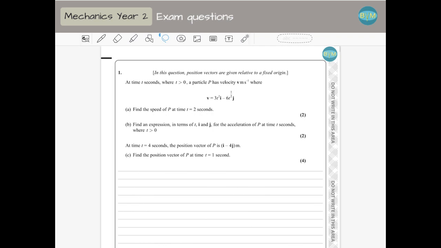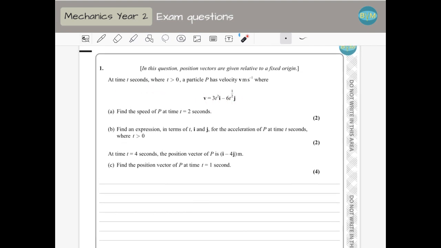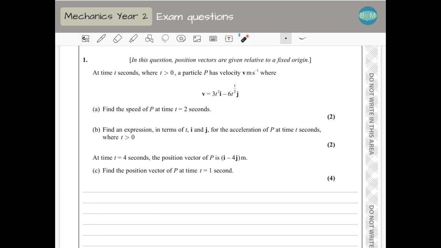Hello, this is question 1 on the June 2022 mechanics paper from Edexcel, and it's a variable acceleration with vectors question. So you have a time t seconds, this is the velocity of a particle, and it's a vector, yeah? So in terms of i and j. Find the speed of P at time t seconds.